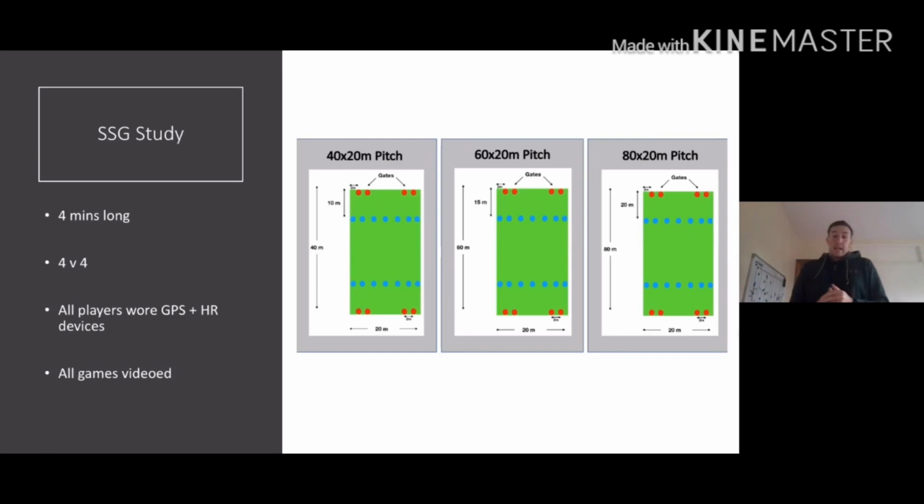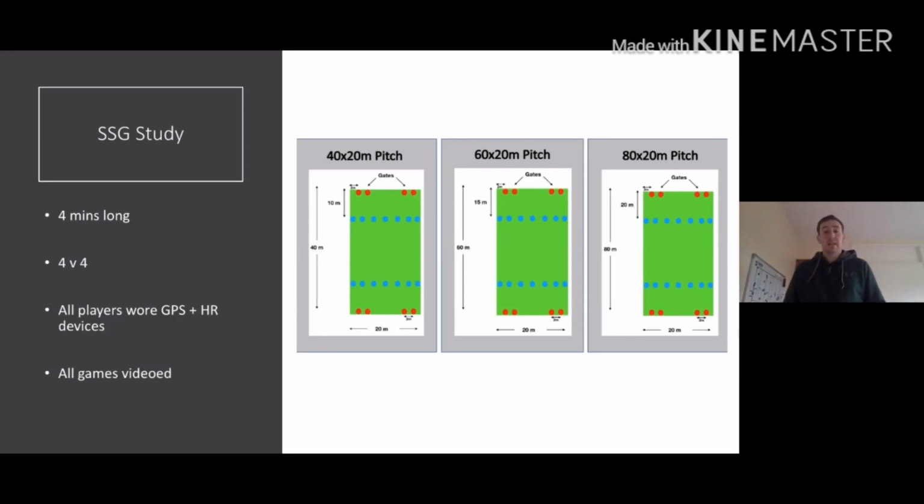We decided to compare 3 different pitch sizes: 40 by 20 metre, 60 by 20 metre and 80 by 20 metre. The games are 4 minutes long and they're played by 2 teams of 4 players. All players wore GPS to look at their running performance and heart rate to look at their physiological performance, and all the games were videoed for the technical performance. The game was designed by myself and 2 of the coaches at the club where we carried out the study. We did about 40 games altogether.